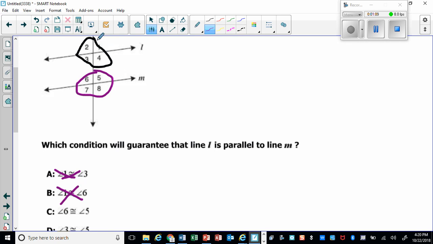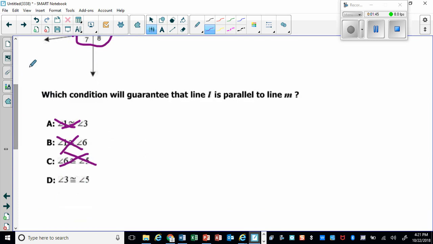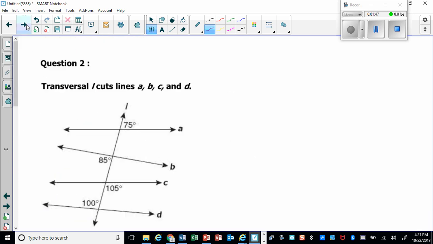Why not? 1 is here and 6 is here. So it needs to be corresponding. If you pick 1 from this side, then it's either 1 with 7 or 1 with 5 that would be congruent. Either the alternate exterior or corresponding angles have to be congruent. So 1 and 6 are nothing. So there's no name, so I have to cross it out. 6 and 5 is linear pair. Is linear pair something I can use? No. So then you guys can do 3 and 5. They are alternate interior angles.